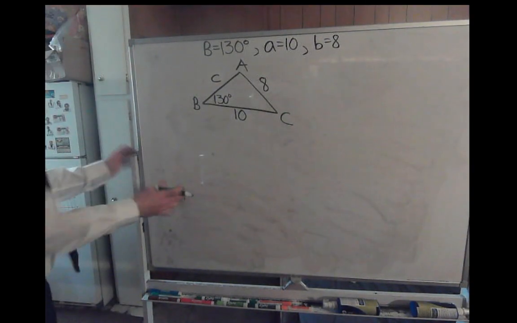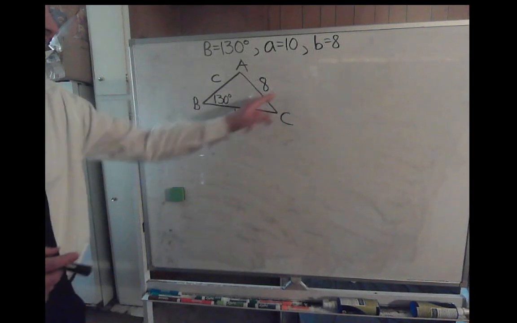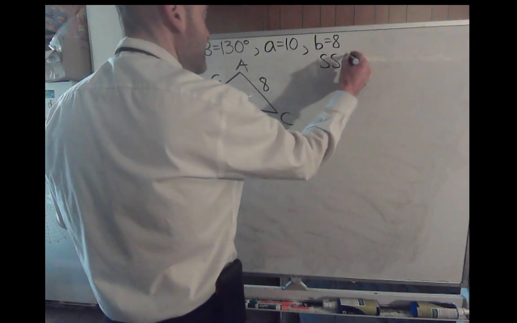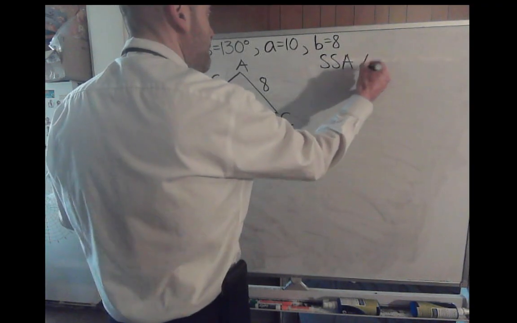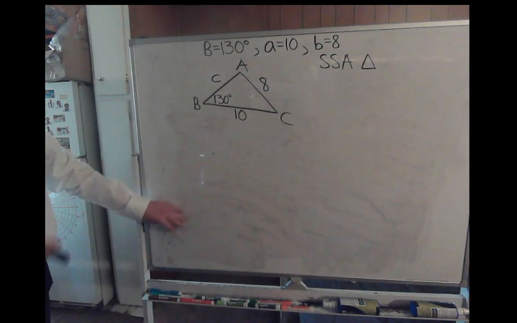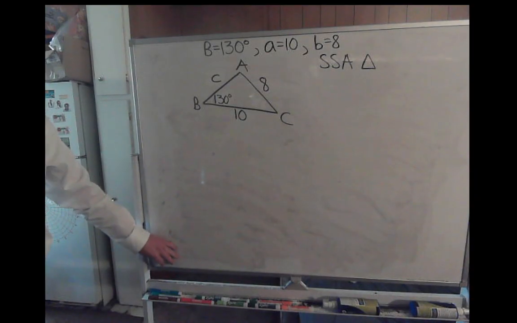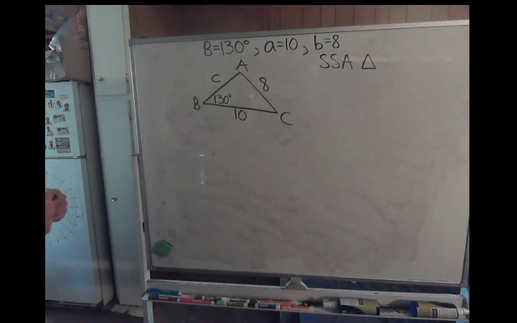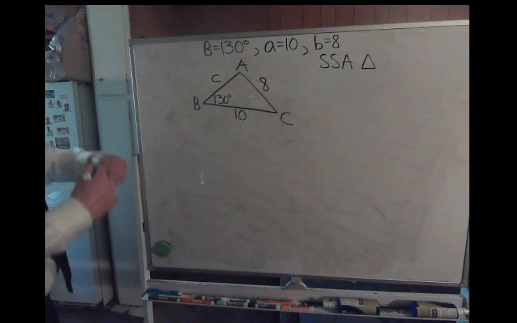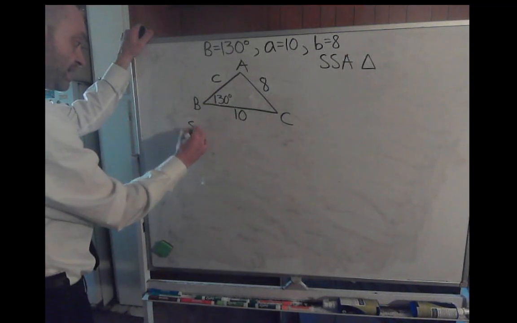Alright, so we have another triangle with 2 sides and a non-included angle. So this is a side-side angle triangle. So this is another ambiguous case. You could have no triangle, 1 triangle, or 2 triangles. Well, we know both side B and angle B, so we're definitely going to use that in our ratio.